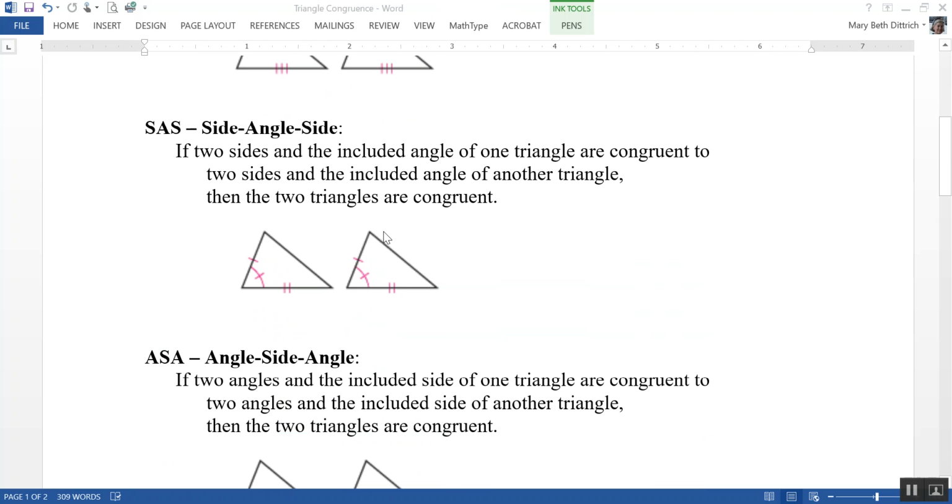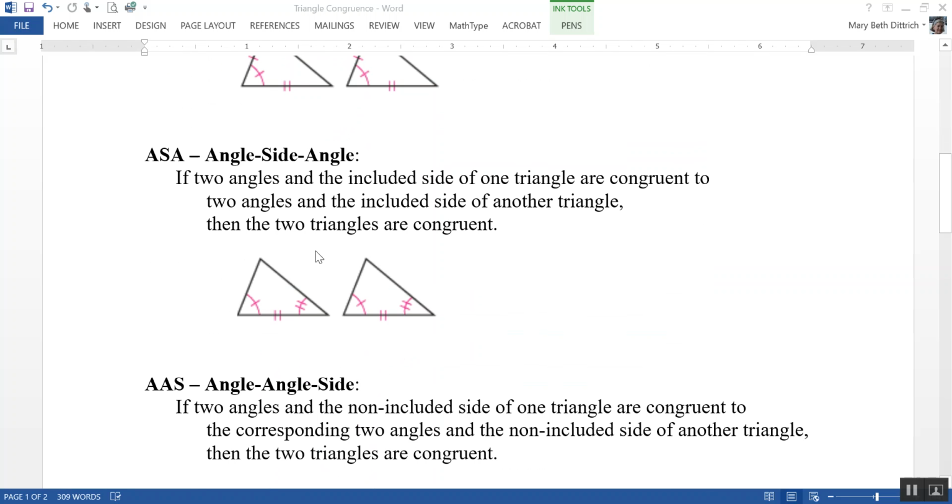The second one you took a look at was SAS, or side, angle, side. If two sides and the included angle of one triangle are congruent to two sides and the included angle of another triangle, then the two triangles are congruent. And as you can see in the diagram here, these two sides are congruent to each other, these two sides are congruent to each other, and this angle that's in between those two sides, the included angles, are congruent to each other.